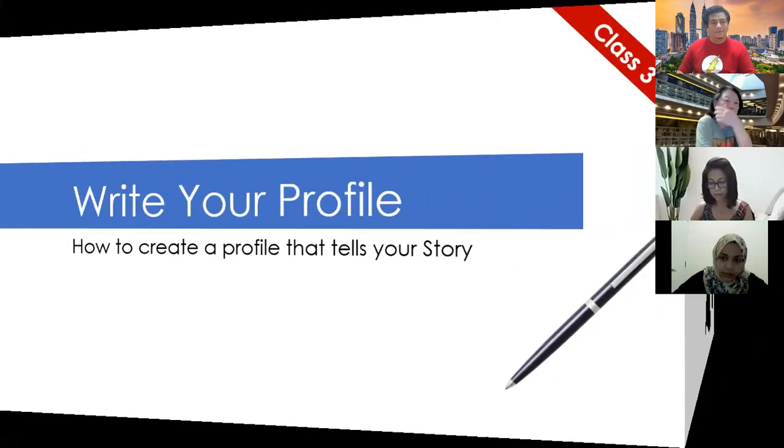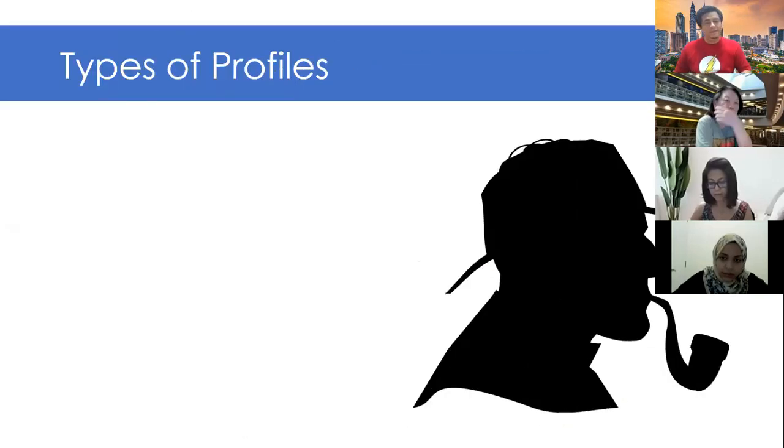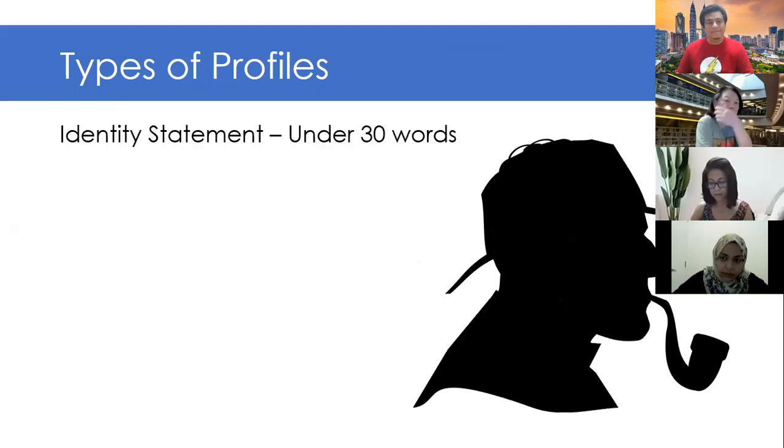So very simply, there are basically 3 types of profiles that the industry requests. The first one is the identity statement. The identity statement you've already done, you have that. And the best part is you can actually rewrite this again and again. You can change it however you want. You can update it depending on industry, depending on what your clientele is.